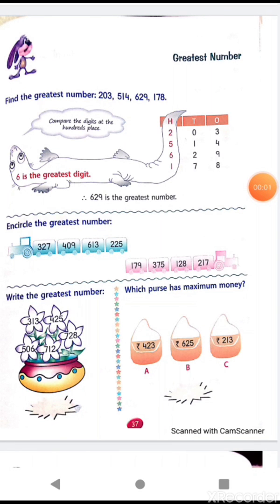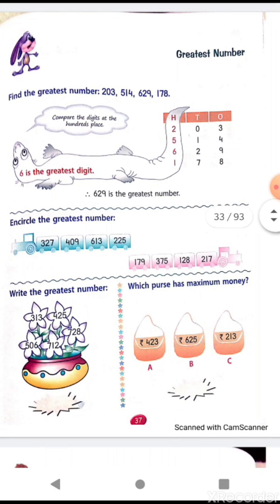Good morning students. In continuation with lesson number 1, we will now do greatest number. How do we find the greatest number? Now see the example. Find the greatest number among 203, 514, 629 and 178. Now how do we find which is the greatest number?